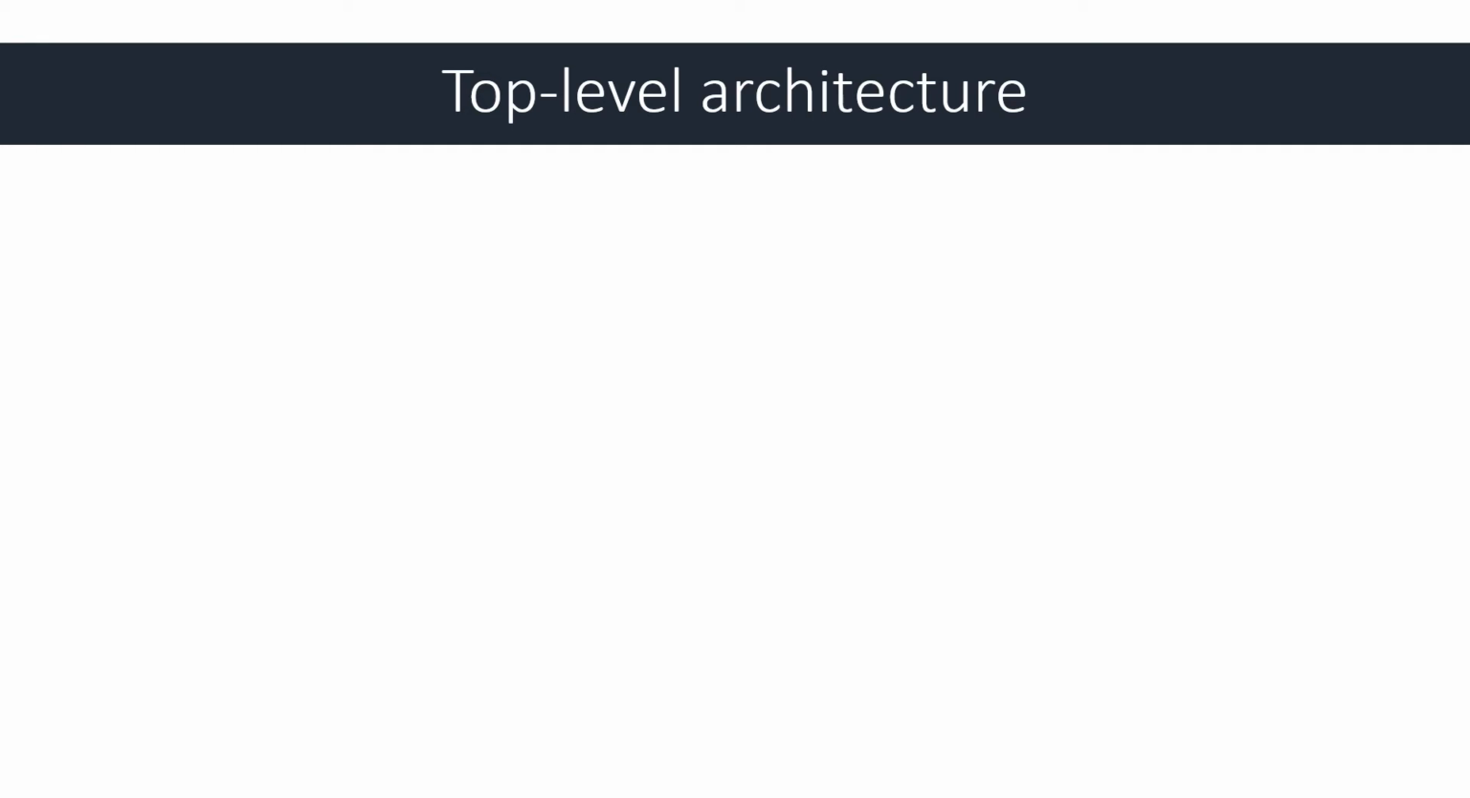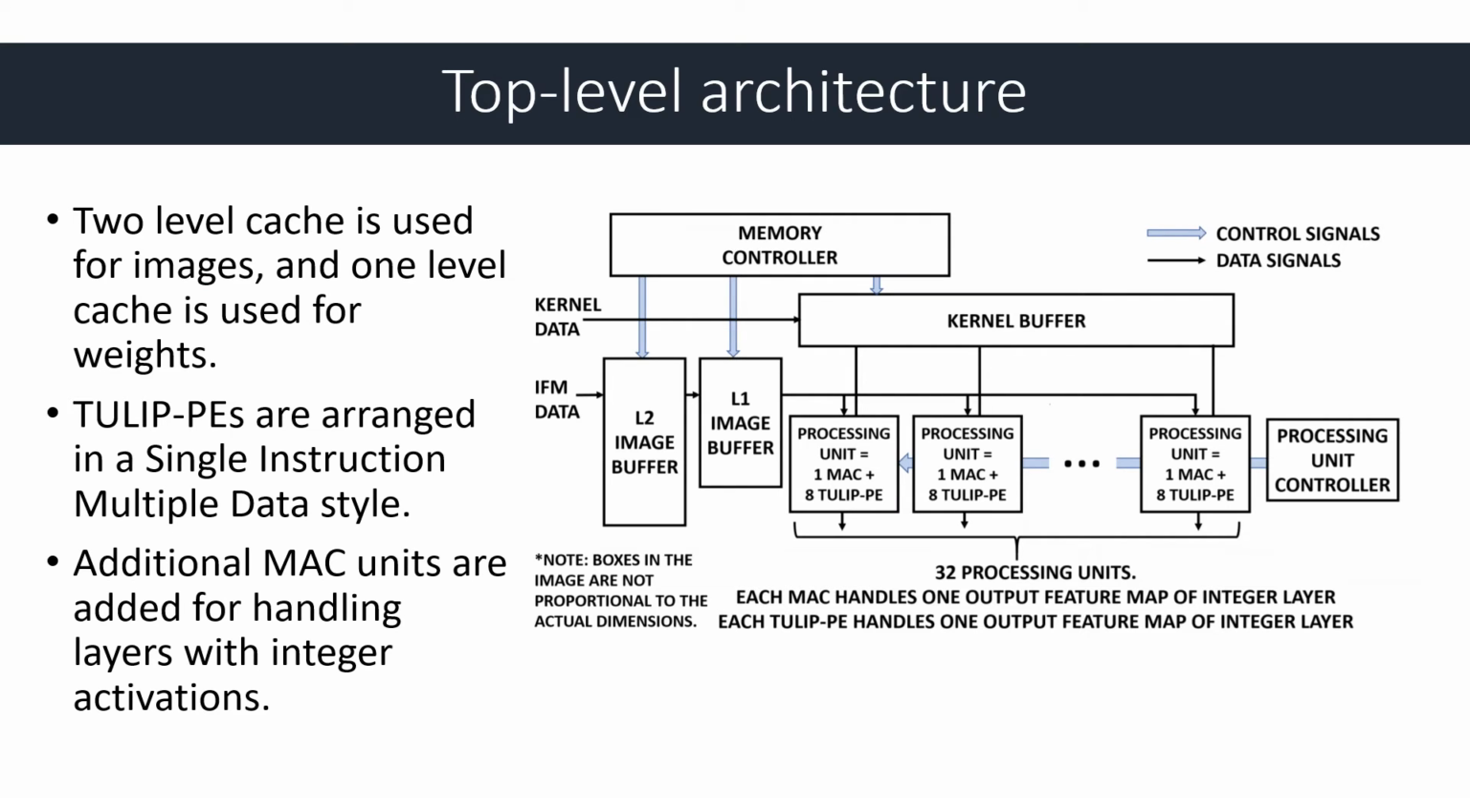Now that we know how a BNN node is executed on a TULIP-PE, we can now look at how the top-level architecture operates. We built a single instruction multiple data architecture using the TULIP-PEs. The L1 and L2 image buffers are used to cache and broadcast image data to the PEs. The kernel buffer provides the weights to the PEs. We also have memory and processing unit controllers to help operate the architecture. We have additional MAC units within the architecture for handling layers with integer activations.